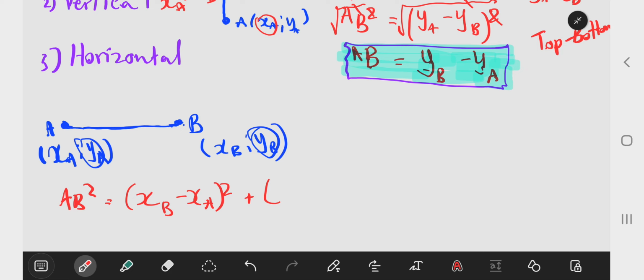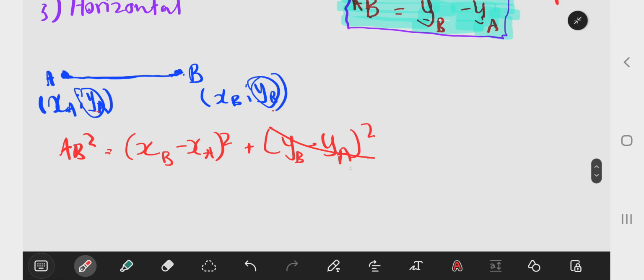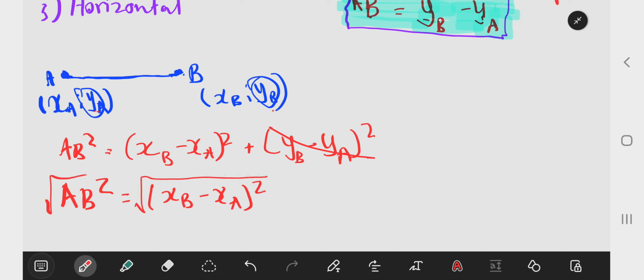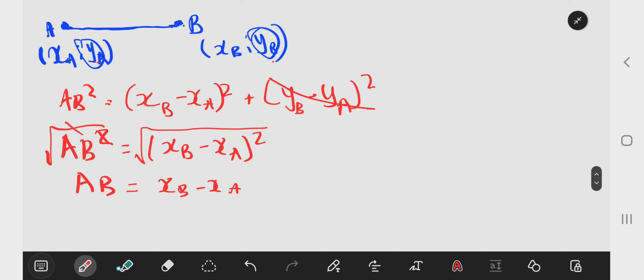plus y ka B minus y ka A squared. But sishilo lapha sathi abo y la ku horizontal distance bayafana, so yb minus ya kuzophuma 0 because bayafana, and the remaining will be AB squared is equals to x ka B minus x ka A squared. Sithola abo square root both sides, so i-distance yakho AB is equal to x ka B minus x ka A.